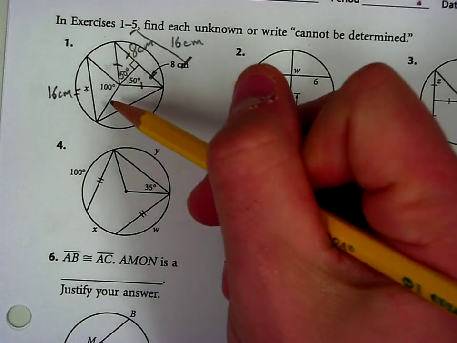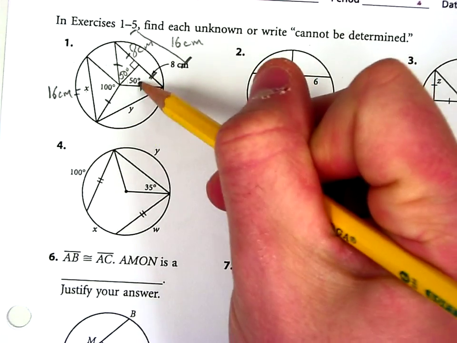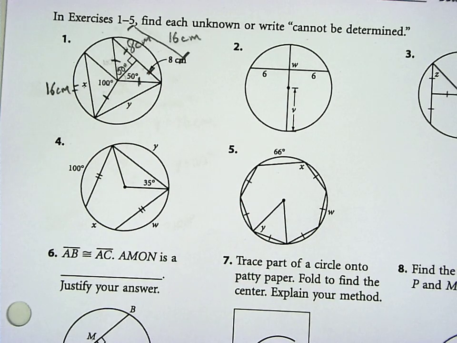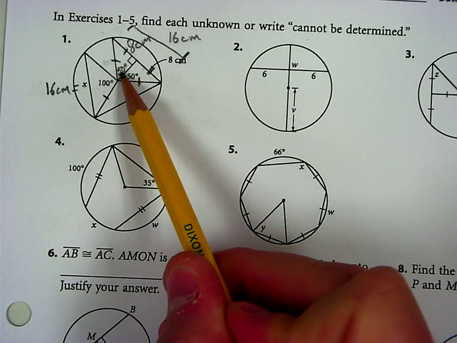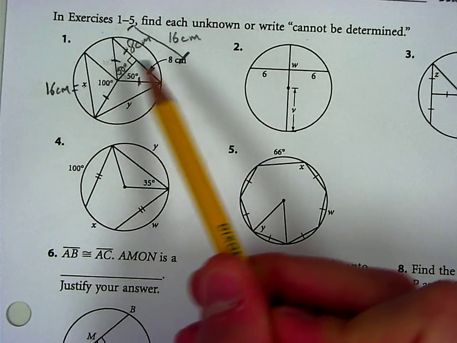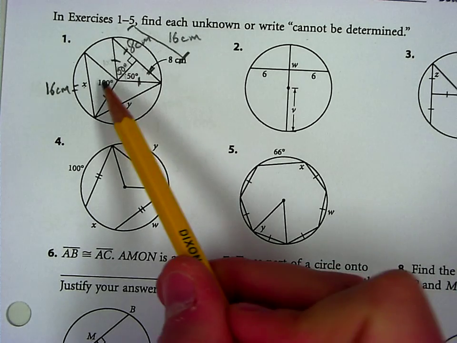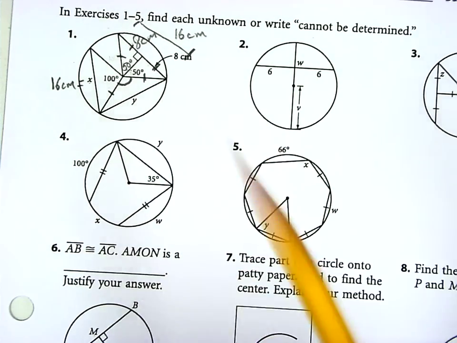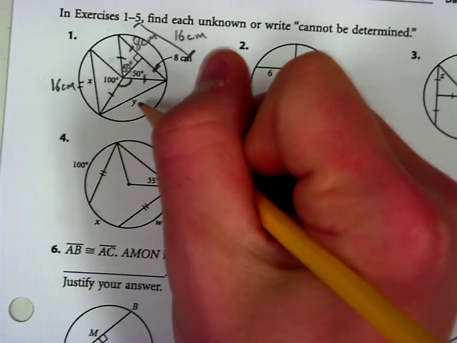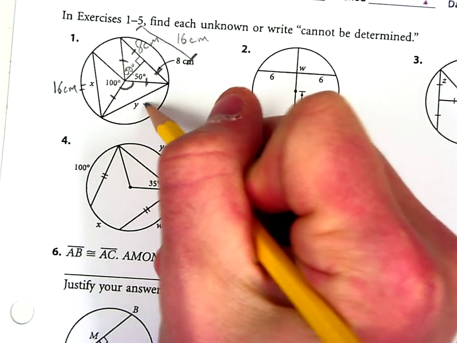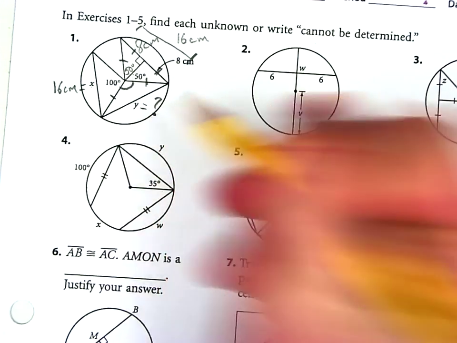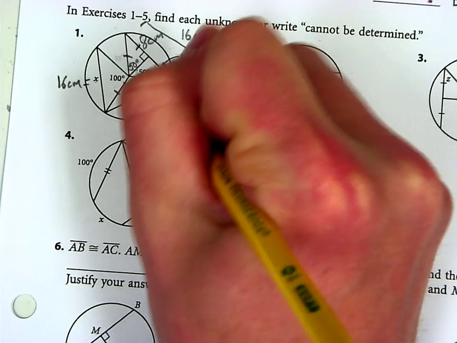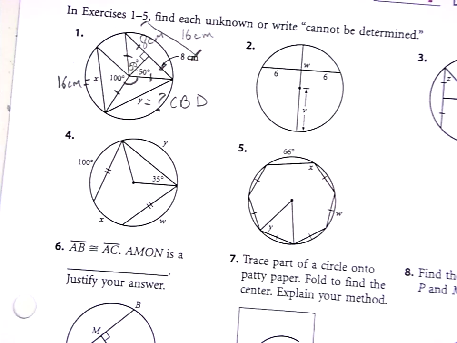Yes, we do have congruent radii here as well, but that does not necessarily mean they are congruent triangles. Just because this central angle is 50 and this central angle is 100 and this central angle is 100, that does not mean this central angle is 100. We are not able to figure out the value of that chord y. So that is CBD, cannot be determined.